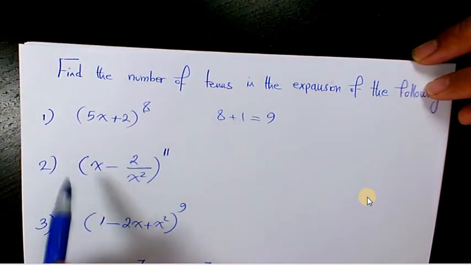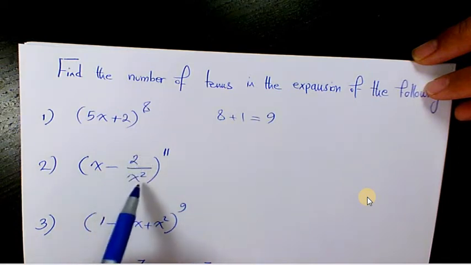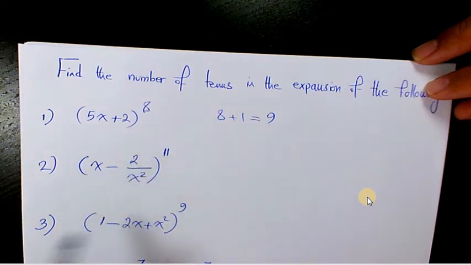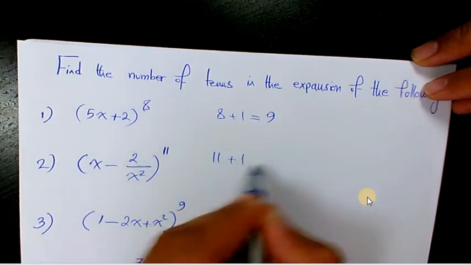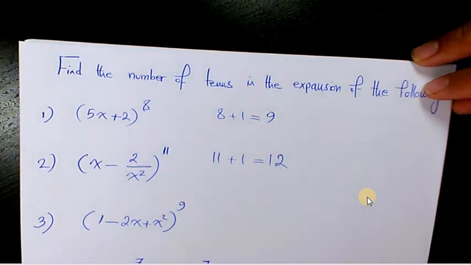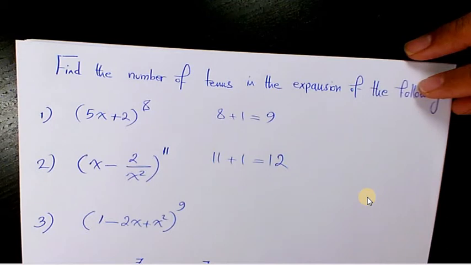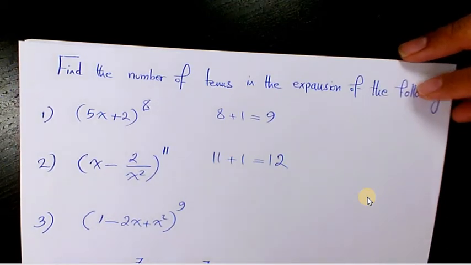What about the next one? Next one is (x - 2/x^2)^11. So in this case, the index is 11. So the number of terms is going to be one more. So 11 plus 1, we have 12 terms. That's how we find out. What about the next one?